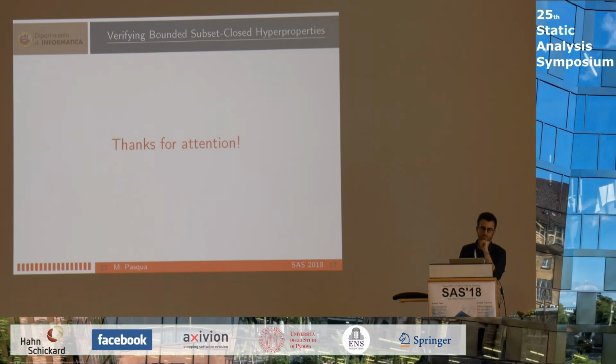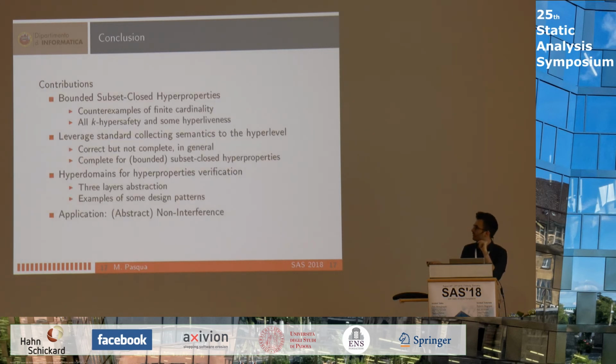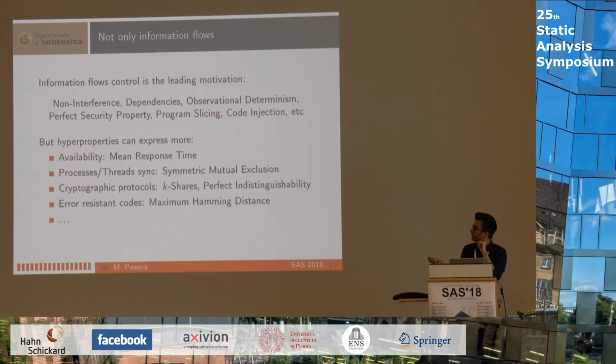So your framework works for subset-closed hyperproperties, right? And you mentioned the list of properties which are subset closed. A nice list of hyperproperties. Not all are subset closed. Not all of them. And so for the not subset closed, you cannot apply this technique. No. That's why your collecting semantics is too abstract. So the question is, when you have a not subset-closed hyperproperty, what do you do?